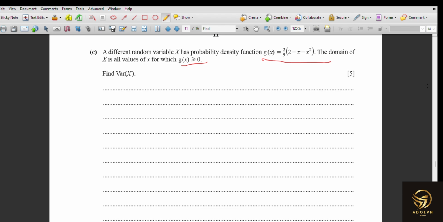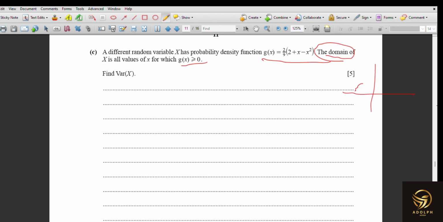That's what I feel. The domain of x is all values of x for which g of x is above 0. So g of x is its output. They are saying the output is greater than 0. That is what the domain is. So the domain of the function is when the y is greater than or equal to 0.